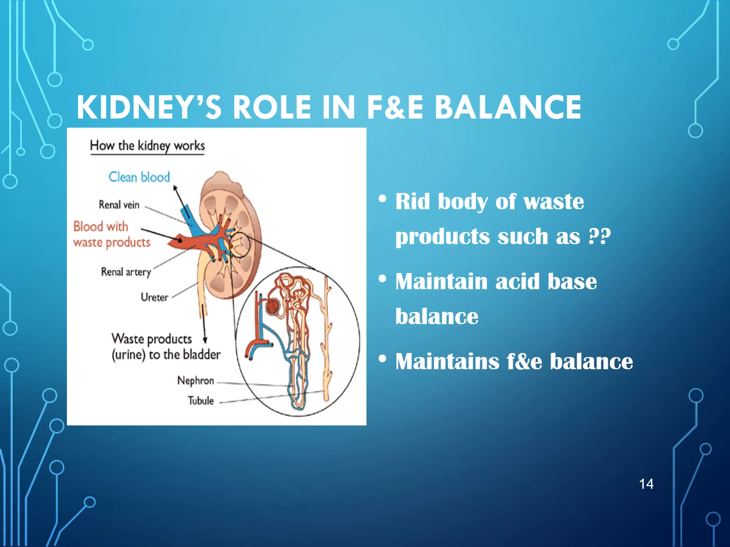Kidneys' role in fluid and electrolyte balance. So what do the kidneys do? They're going to rid the body of waste products such as creatinine and urea, which is blood urea nitrogen. They're going to help maintain an acid-base balance, which will be covered in nursing 3. So again, please don't panic about acid and base balance yet. You have plenty of time to worry about that in nursing 3. They are also going to help maintain that fluid and electrolyte balance through the secretion and suppression of certain hormones such as ADH, which is antidiuretic hormone, and aldosterone, which we are going to cover in detail.